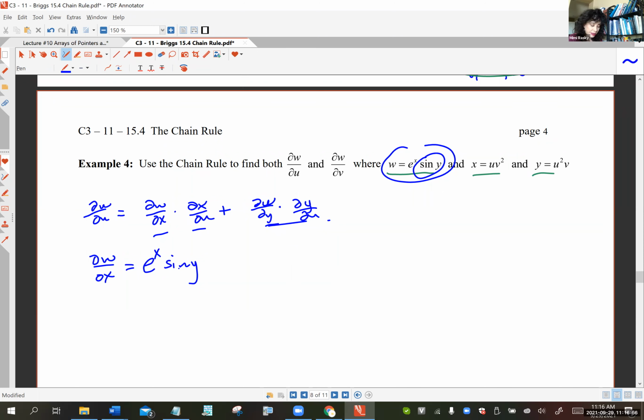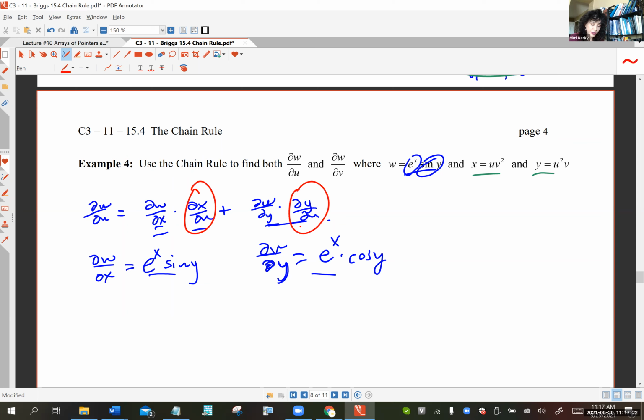So we got that. What about dw dy? What would that look like? So look at w all over again, and now try to differentiate that guy with respect to y. So you're holding x constant. So that means e to the x just looks like a constant multiple. So e to the x times the derivative of sine with respect to y, and that's just cos of y. So there's 2 of the 4 derivatives that we need to go worry about.